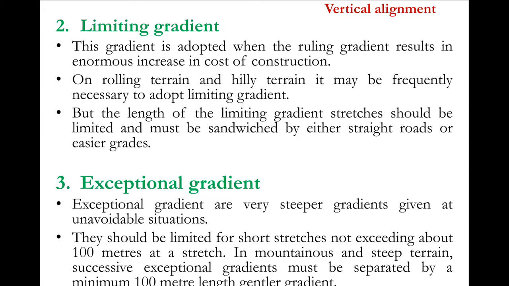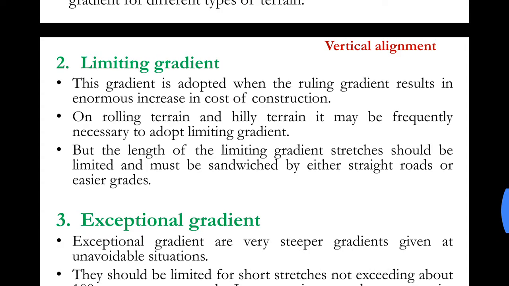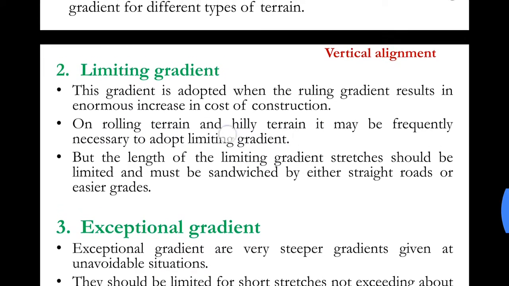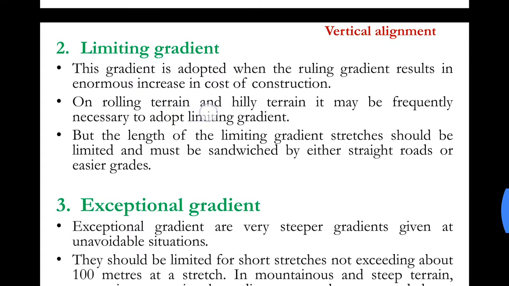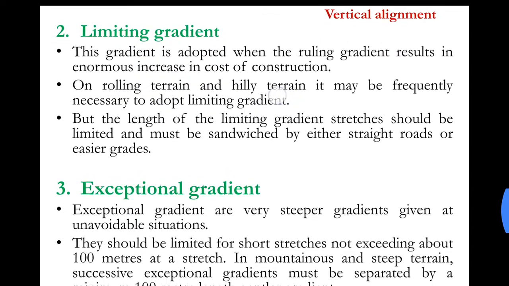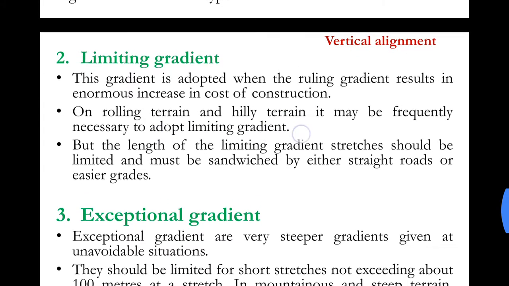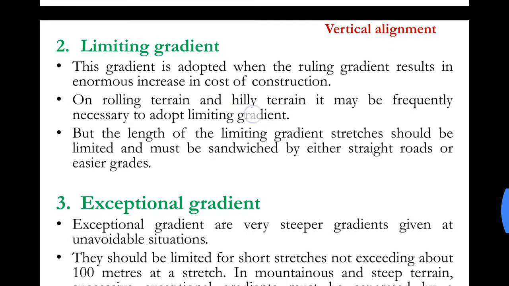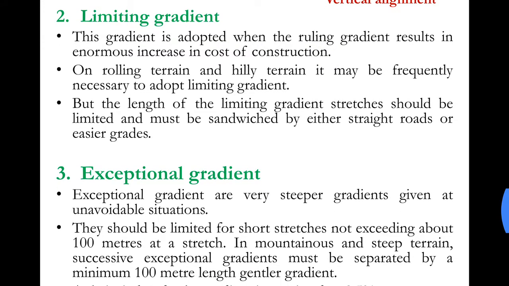On rolling terrain and hilly terrain, it may be frequently necessary to adopt a limiting gradient. Why? Because on rolling terrains and hilly terrains it is difficult to provide gentle sloped terrains. So in these cases what we try to do is at some stretches of roads, wherever possible, we provide limiting gradient. When we provide limiting gradient, the length of the road reduces and hence also the cost of construction would reduce.